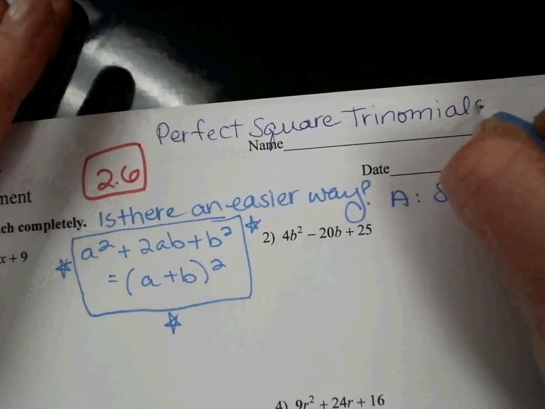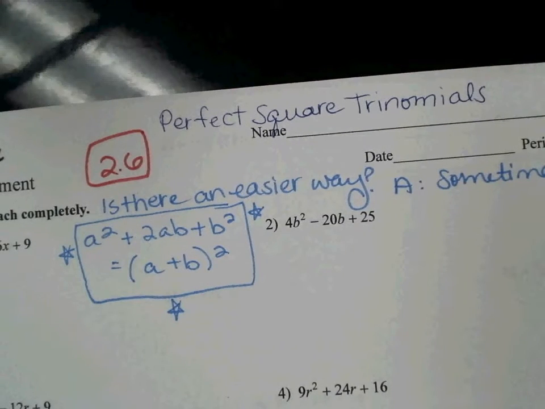Some of you might be 16 years old. You're a perfect square right now. It's a beautiful thing. I am not a perfect square anymore.